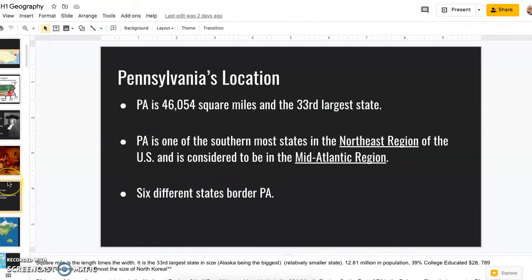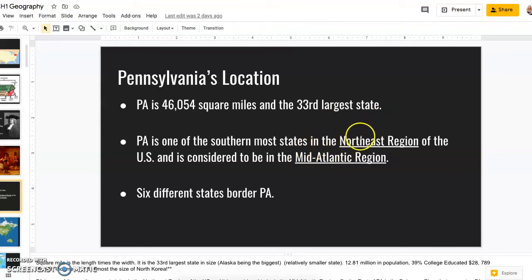Now let's look at Pennsylvania's location. Pennsylvania is 46,054 square miles and the 33rd largest state. It is one of the southernmost states in the northeast region of the U.S. and also considered to be in the mid-Atlantic region. So if you said either of these, that would be correct. If we're talking about general location, you can say in the middle of the East Coast, something like that, or if you wanted to use the waterway, like mid-Atlantic region, that's fine.